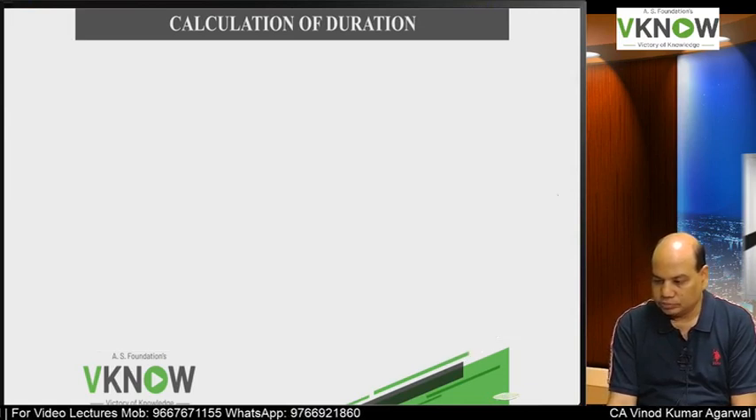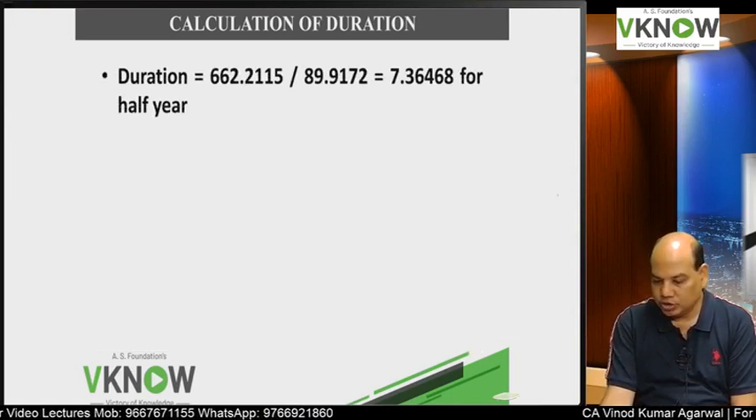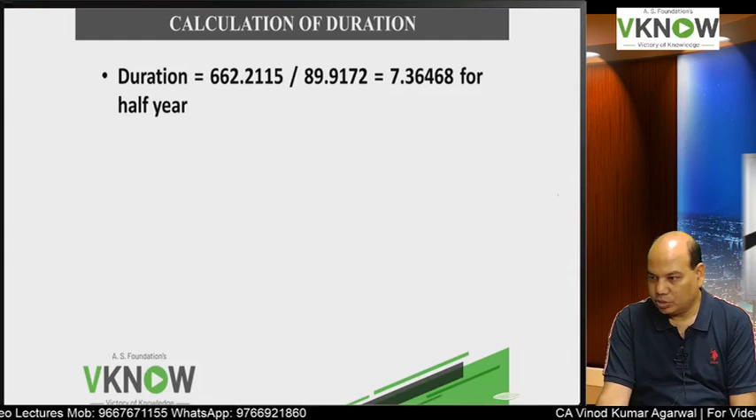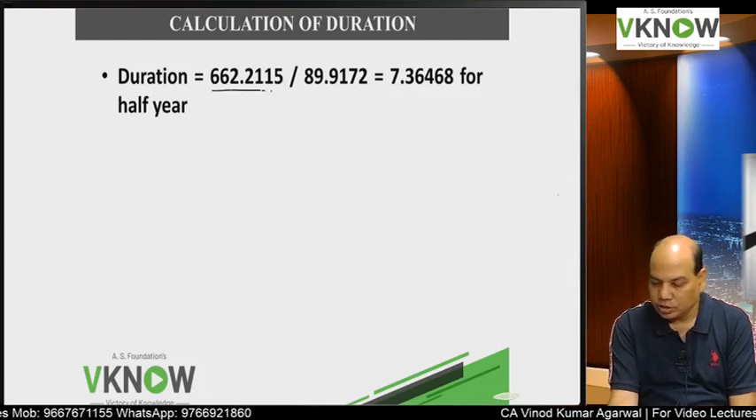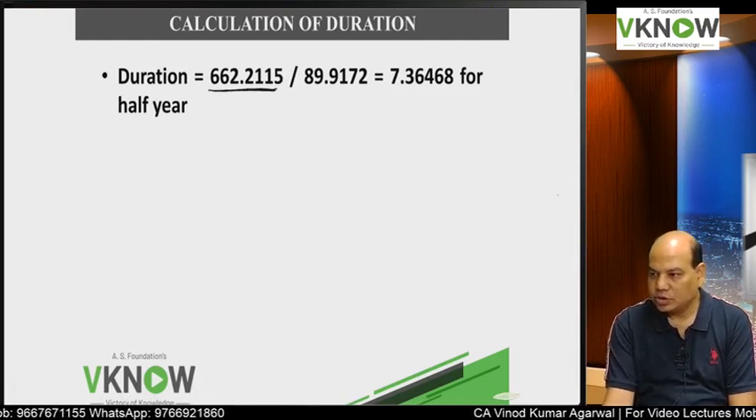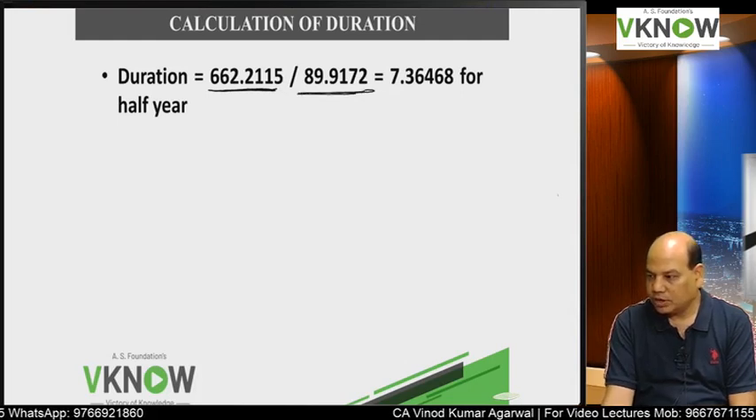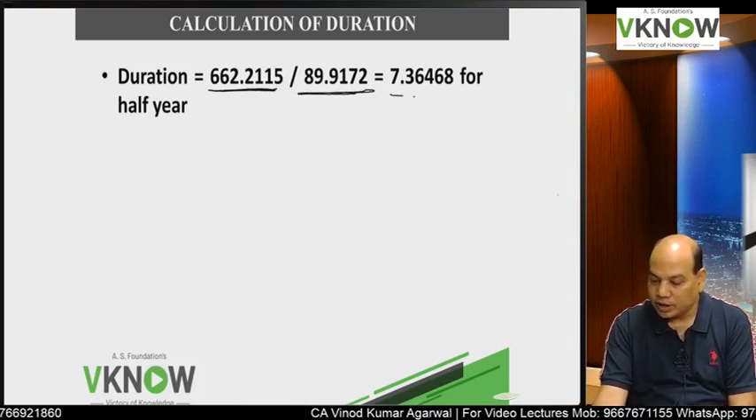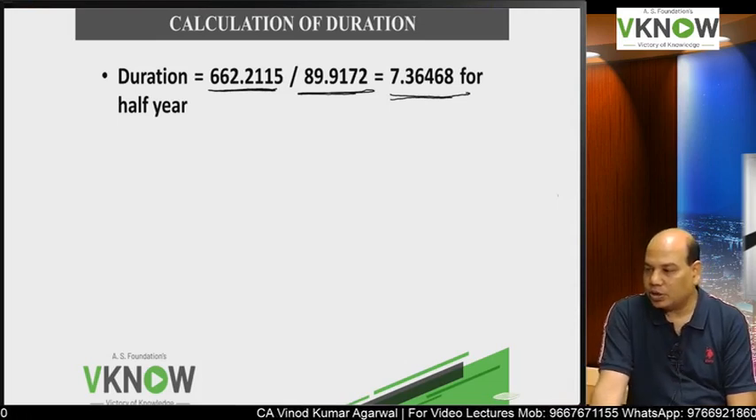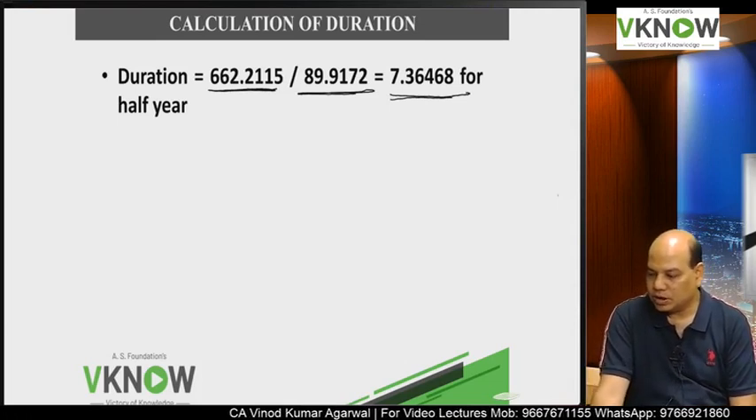Right below duration, total of the last column, 662.2115, divide by total of the fourth column, 89.91. If you have got 95, write 89.95. But this is not the final answer. This is for half years. 7.36468 approximately.